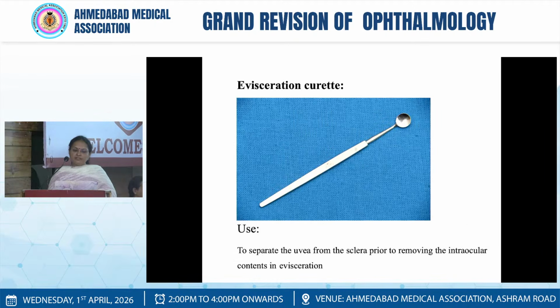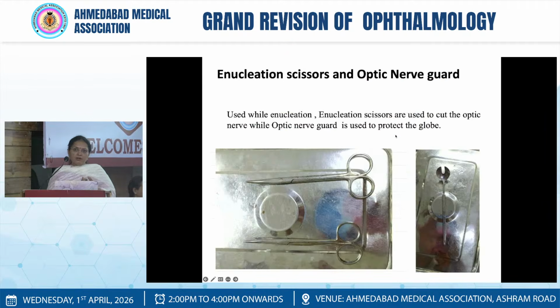If you are doing evisceration, then this is the evisceration curette to evacuate every part of the uveal tissue. And enucleation. So there is a difference between enucleation and evisceration. You must know the indications and procedure, right? So this is a scissor for the enucleation, and this is called the optic nerve head guard. Suppose this is the eyeball and this is the optic nerve head. So I have to insert this optic nerve head guard like this to prevent further injury of the optic nerve head while cutting it from the body.